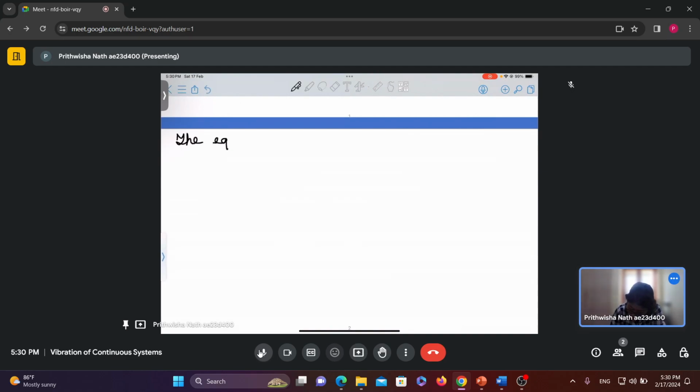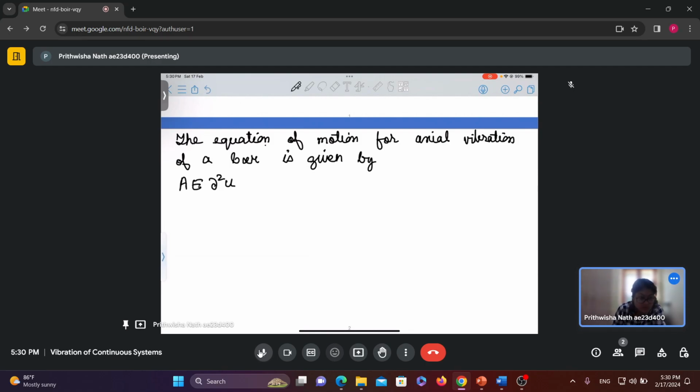The equation of motion for axial vibration of a bar is given by this equation, where A is the uniform cross-sectional area of the bar.